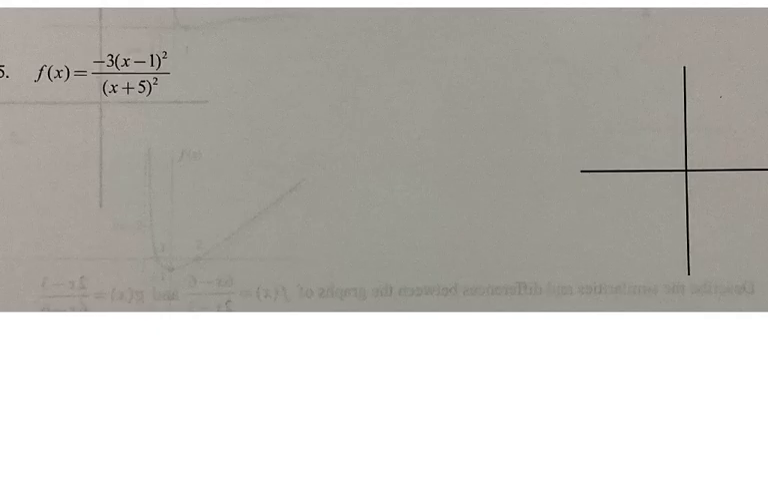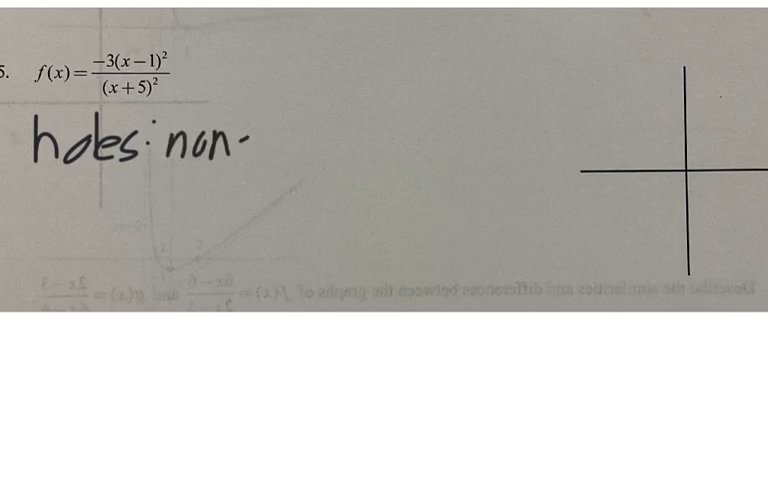So let's look at number 5. First thing I would want you to identify is any holes in the graph. There are no holes. Any questions about that? Next thing, x-intercept. At 1, 0. Any other x-intercepts? I think 0, 0. No? Nope, that's the only one. 1, 0 is the only x-intercept.